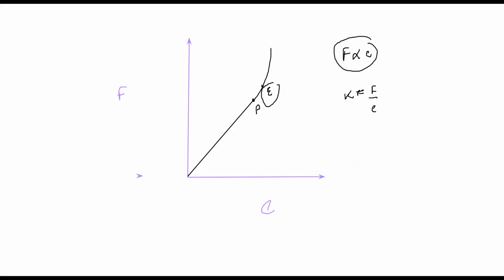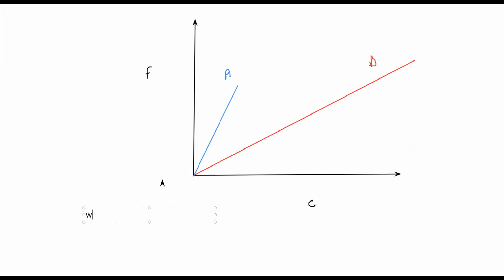So if you have two springs with different values of K, and you want to identify from the graph which has the higher value of K, which spring has the higher value of K, spring A or spring B? Spring A.